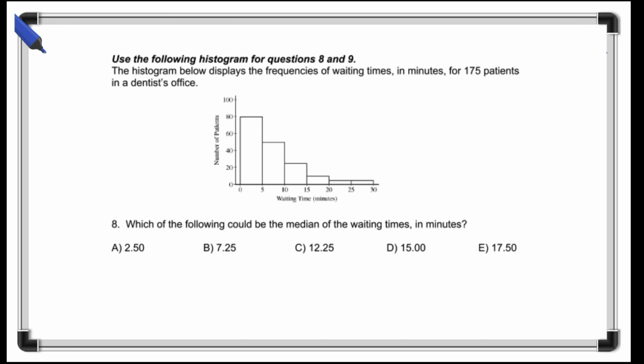Okay, here we have a histogram. For this first question, we are going to figure out what could be the median in the wait times. We know there are about 80 patients here, and we got 50 patients here, a little bit trickling in. So we know our median is probably going to be somewhere in that interval there. We can say it's probably going to be about 7.25.